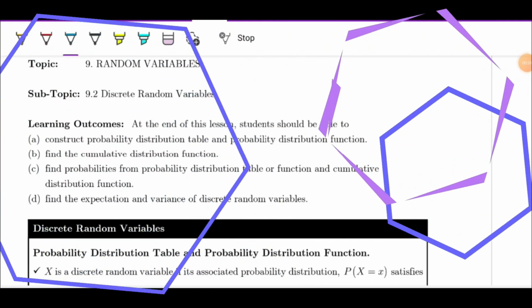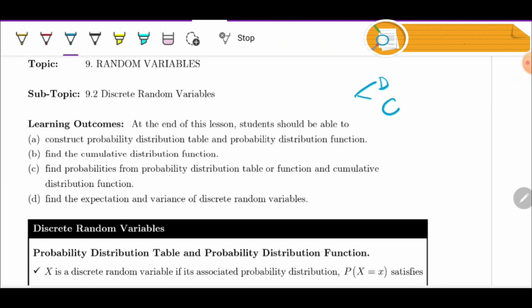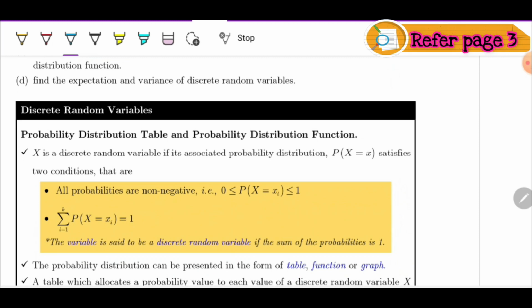As I said in the first video, there are two types of random variable, which are discrete and continuous. In this video, we are going to discuss discrete random variables. X is a discrete random variable if it satisfies these two conditions. You need to memorize these two conditions. These two conditions are very important.